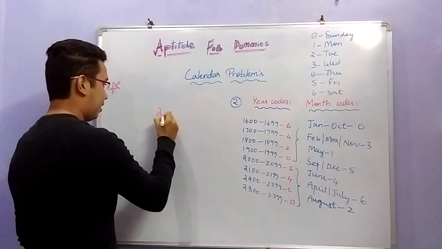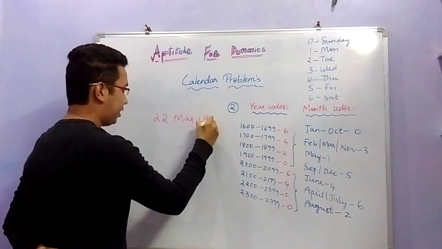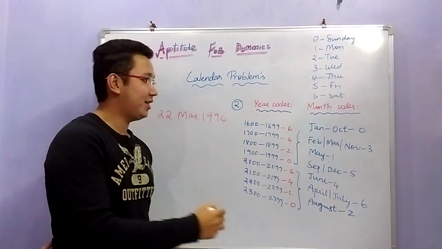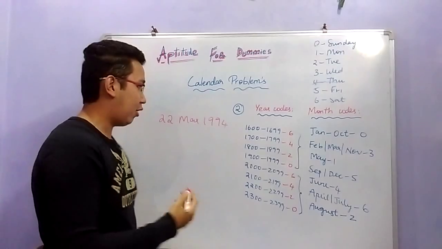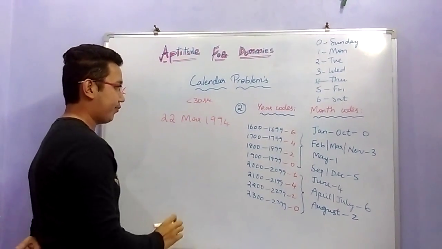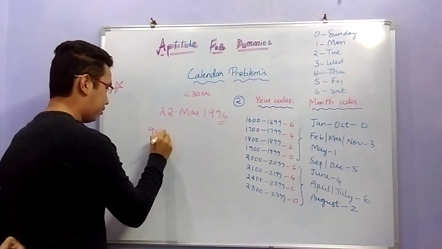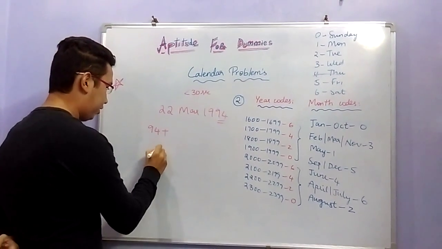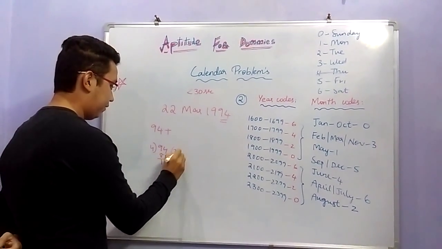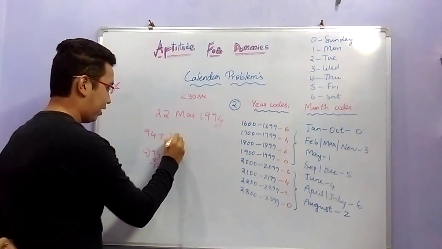Now let's take an example to find out on which day was 22nd March 1994. Since I already know all these year codes and month codes by heart, I will try to solve this problem in less than 30 seconds. Okay. Now step 1, the last two digits are 94. Step 2, 94 divided by 4. 4 2s are 8, 14, 4 3s are 12. I am interested in this quotient, 23.